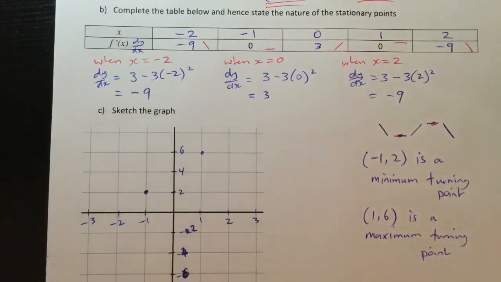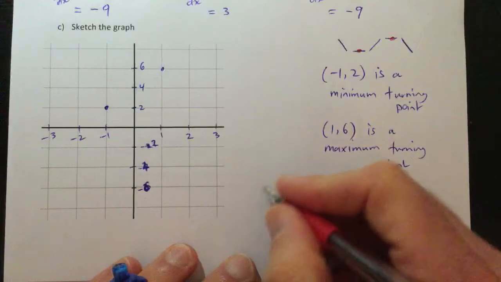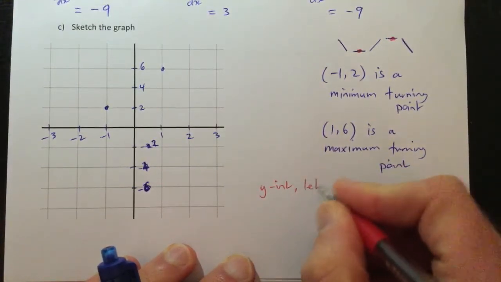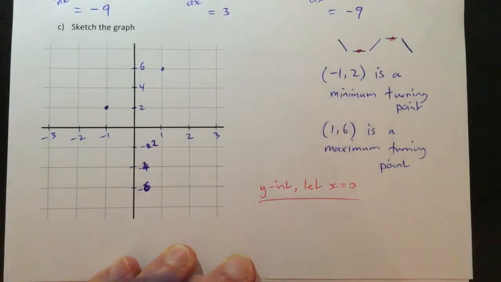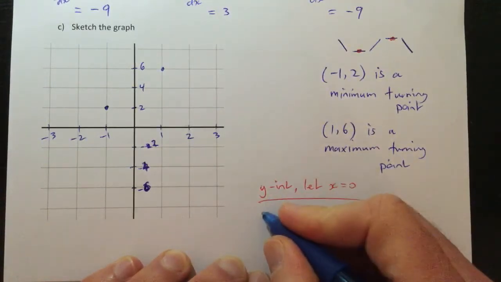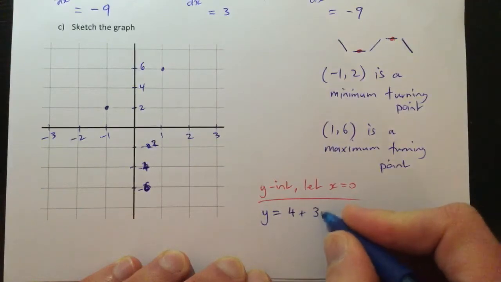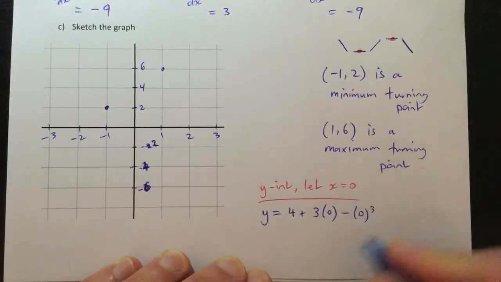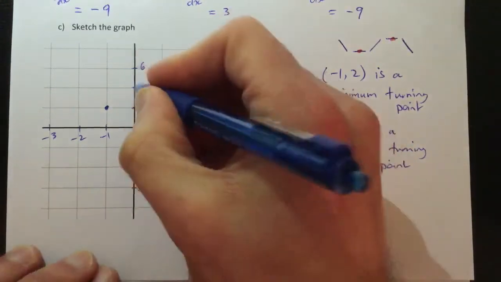So let's just say, for the purpose of this example, work out the y-intercept. We're not going to stress too much about the x-intercept for this one. The y-intercept, we're going to let x equal 0. And our original equation was 4 plus 3x, so 3 times 0 minus 0 cubed, which of course is going to be 0. So the y-intercept's just 4. Okay.